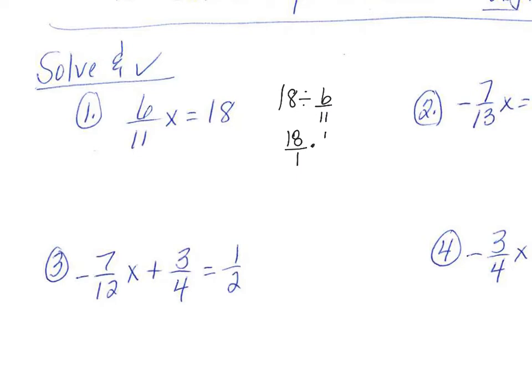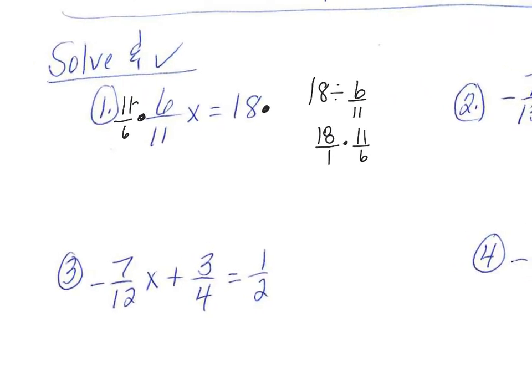18 over 1 times 11 over 6, right? Does that make sense? So rather than dividing both sides by 6/11, we know it's the same as multiplying both sides by the reciprocal. Why is that? If I put 11 over 6 here, what happens to the 11s, Sam? They cancel out. What happens to the 6s, Sam? Also cancel. And when we cancel, those are 1s. 1x is the same as x. So we do that to both sides.